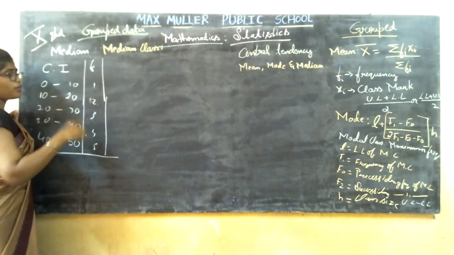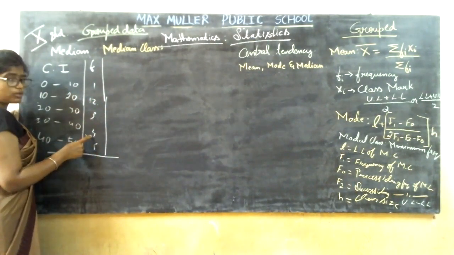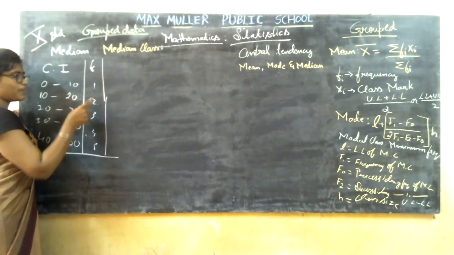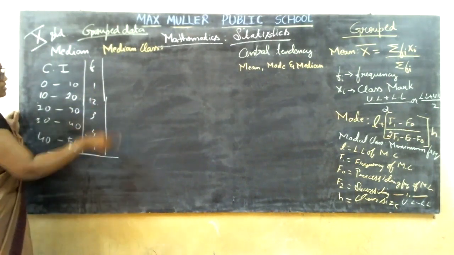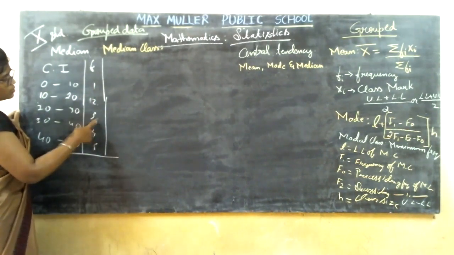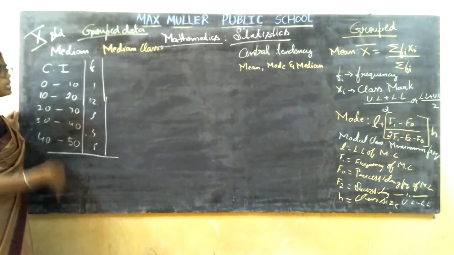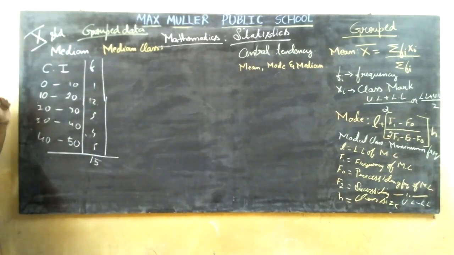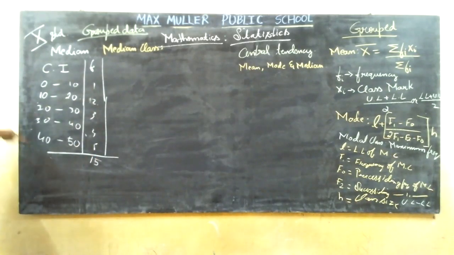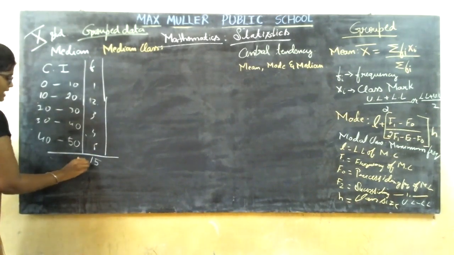Median class is found out by the addition of this. What is the addition of this? 5 plus 4, 9. 9 plus 3, 12. 12 plus 2, 14. 14 plus 1, 15. Correct? Check: 2 plus 3 is also 5, 4 plus 1 is also 5. So you have a combination of three 5s, three 5s are 15. So what is the frequency? That is sigma Fi. Sigma Fi, what did you get? That is 15.